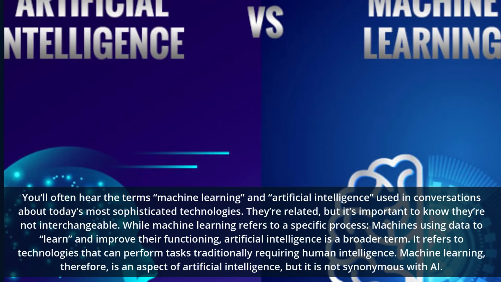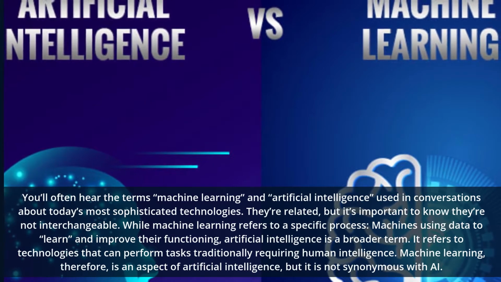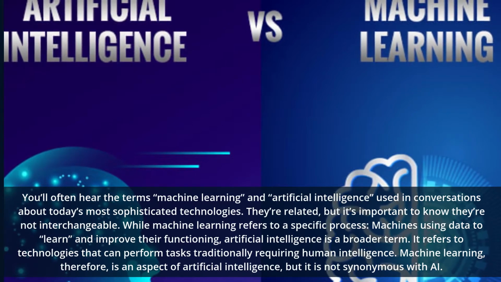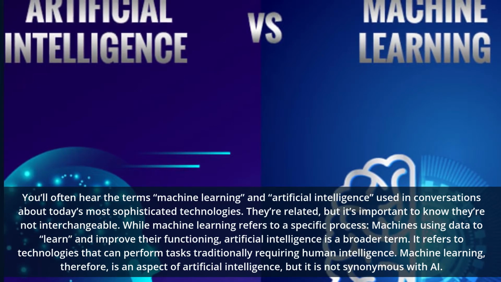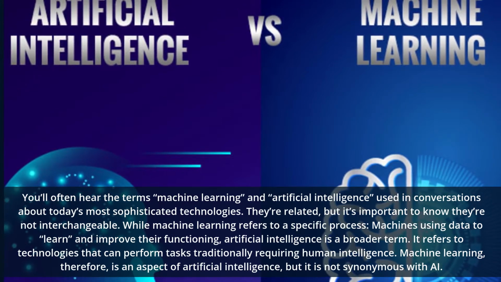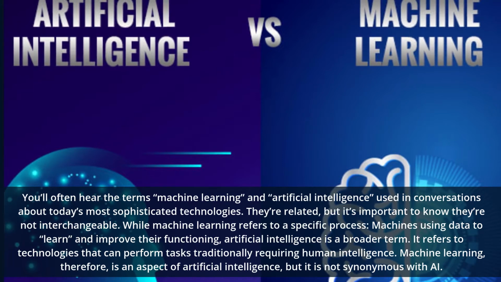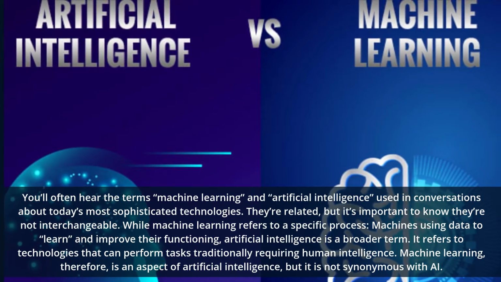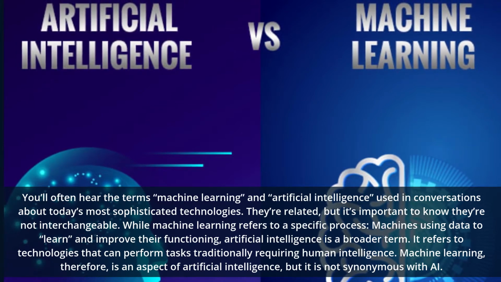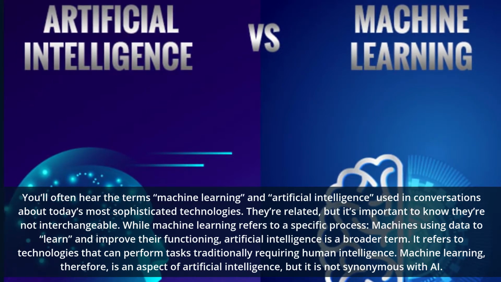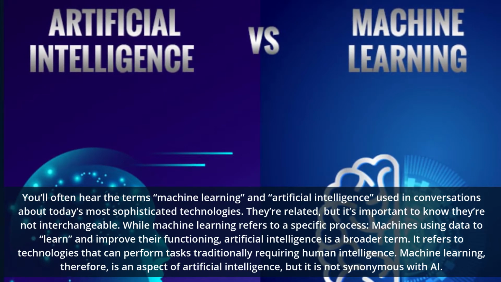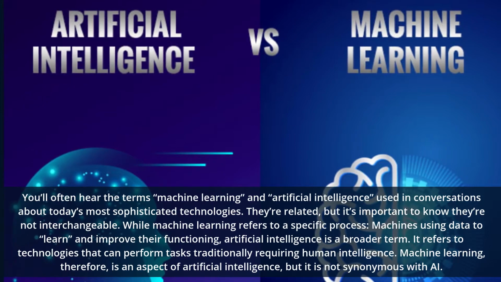The difference between machine learning and artificial intelligence. You'll often hear the terms machine learning and artificial intelligence used in conversations about today's most sophisticated technologies. They're related, but it's important to know they're not interchangeable. While machine learning refers to a specific process, machines using data to learn and improve their functioning, artificial intelligence is a broader term. It refers to technologies that can perform tasks traditionally requiring human intelligence. Machine learning, therefore, is an aspect of artificial intelligence, but it is not synonymous with AI.